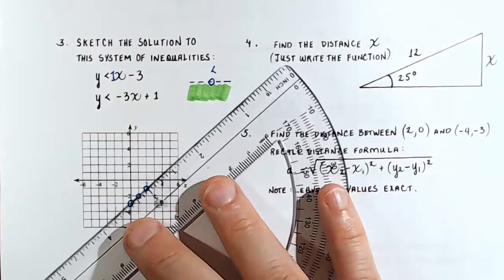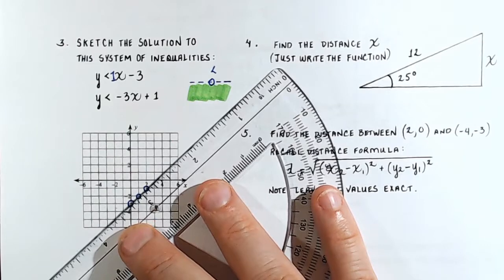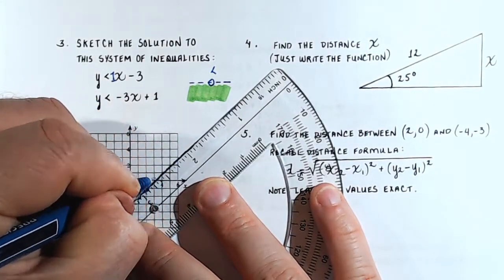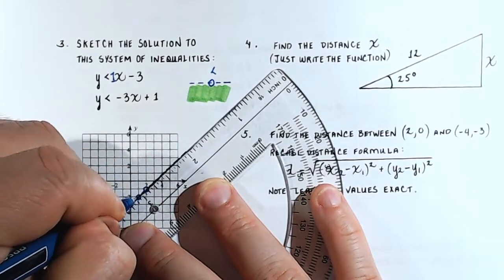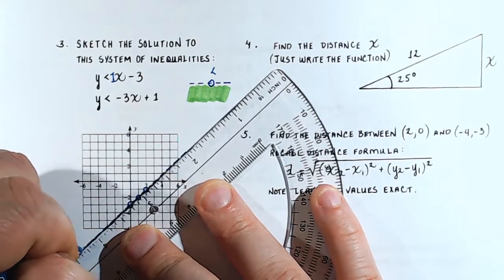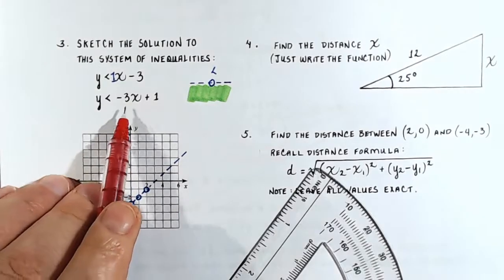And now I can connect all these open circles with a straight edge, and I'm going to put a dashed line, because it's less than. If it were less than or equal to, I could put a solid line, but it's just less than, so I have to put a dashed line, just like this. Now I have a dashed line passing through those points, and that is the inequality y is less than x minus 3. I haven't shaded it yet. We'll do that later. Now I'll plot this second inequality.